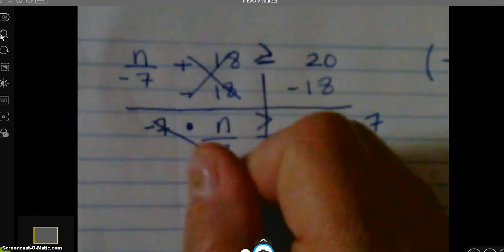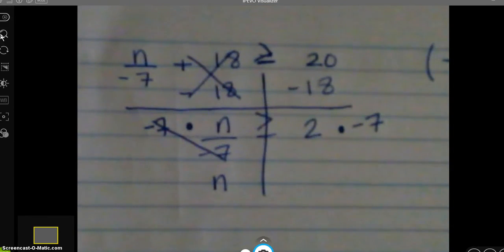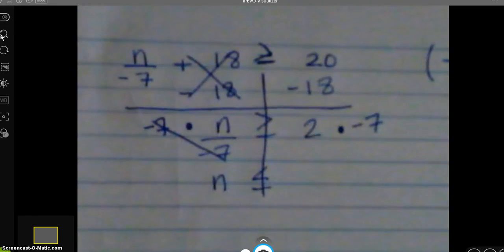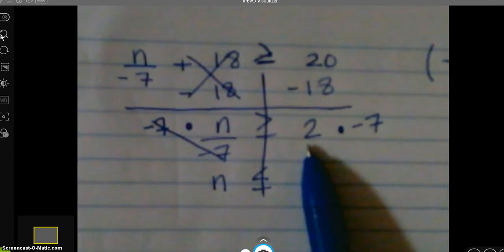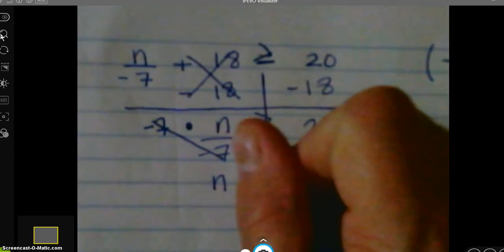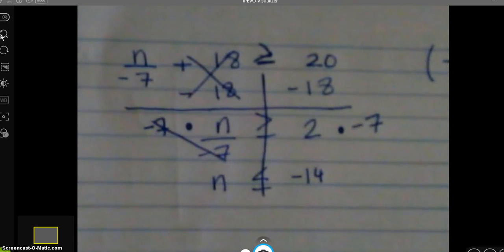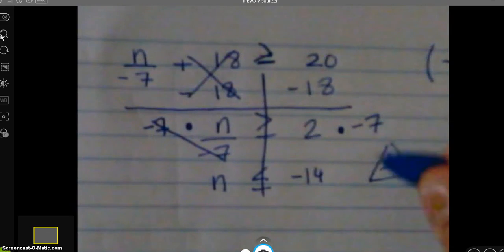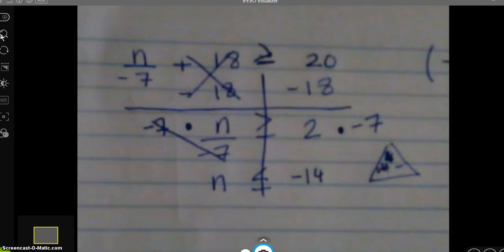Now, I want you to think a second. We multiplied both sides by negative 7. What does that mean when I multiply by negative 7? Hopefully you know that means I'm going to flip this symbol. Hopefully you're going to need to use that. So 2 times negative 7 is negative 14. Why is it negative? Because of the triangle. Positive times negative is negative.